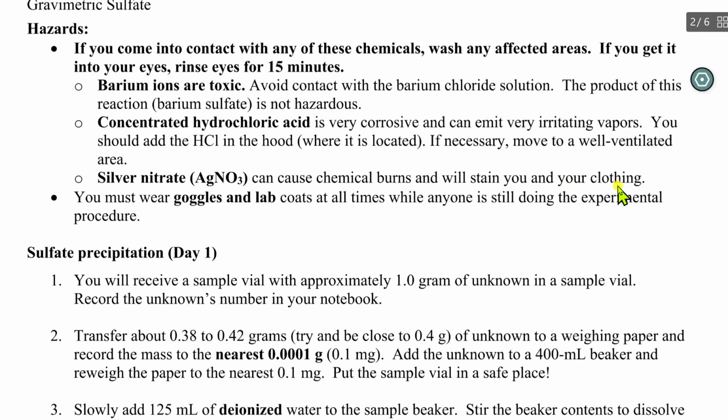And if it's on your skin, it's not that big a deal. You'll get a stain on your skin. It's caused by the silver reacting with light from the sun, UV light. But if you get it on your eye, it could actually cause a stain on the white of your eye. So you do need to be careful. Make sure you wear goggles and a lab coat all the time.